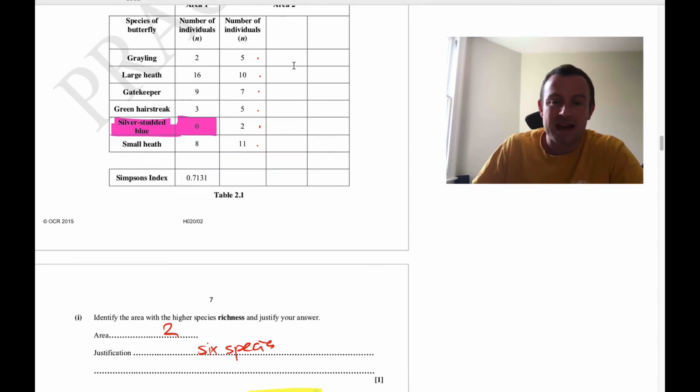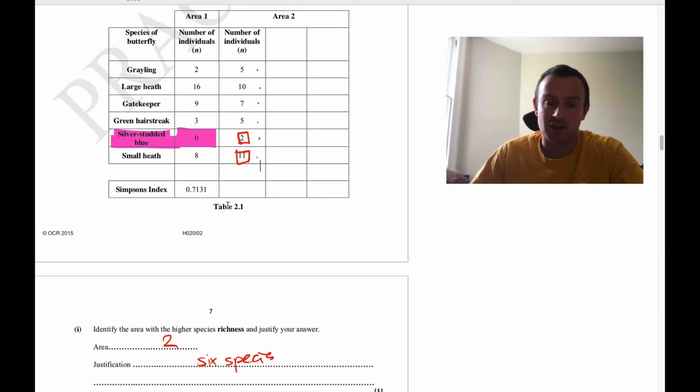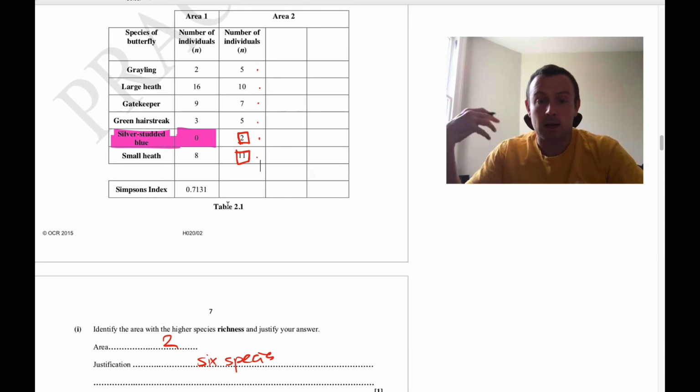Well, if we look at the range in number of individuals, we've got a range of from 2, which is the lowest, up to 11. So that difference, that range here, is 9. Okay, we've got a range of 9. And here we've got a larger range. I guess we've got a range of from 2 to 16, so that's a range of 14. So the range in the numbers of individuals is greater.